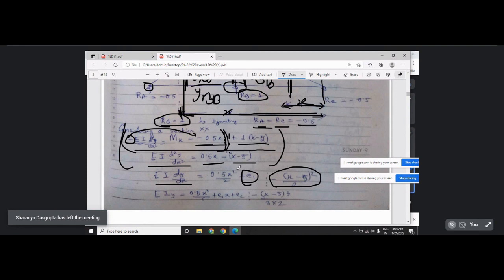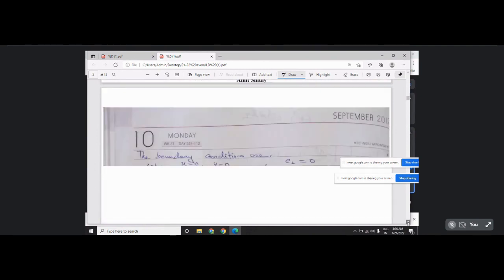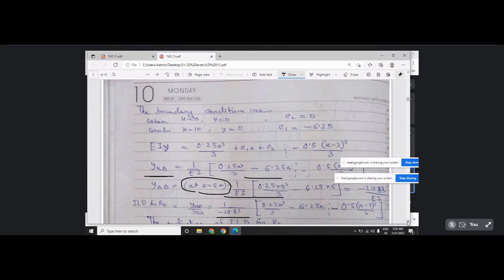Okay, if you integrate it again, another constant comes, C2, so C1 into x, minus x minus 5 whole cube by 3 into 2, so 6, plus 0.5 x cube by 6. Okay, so this is the integration. Now you can find C1 and C2 in the same way using the boundary conditions.